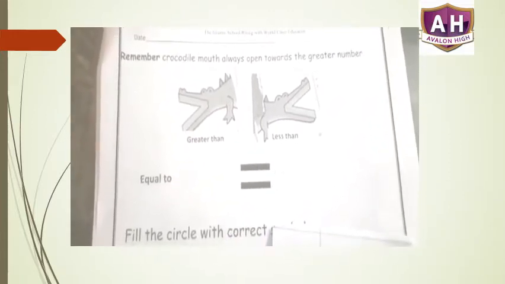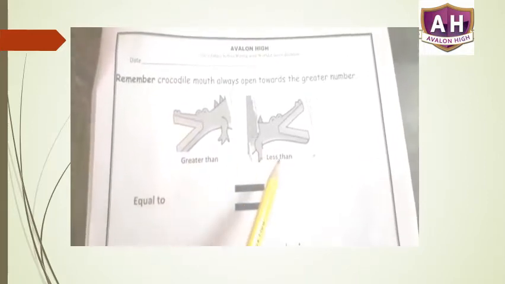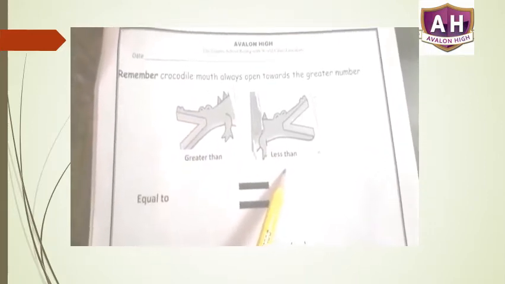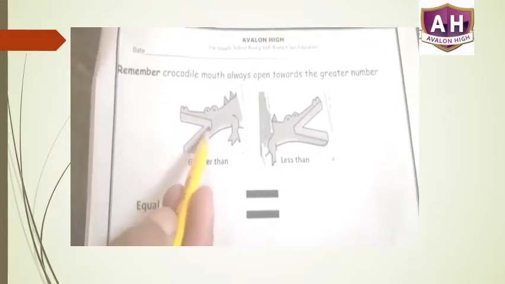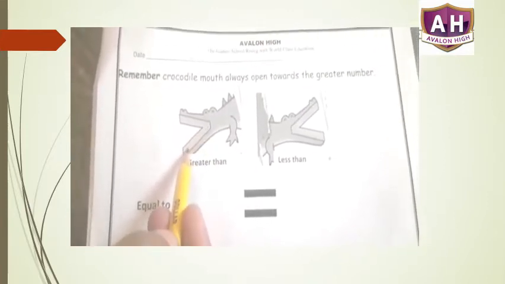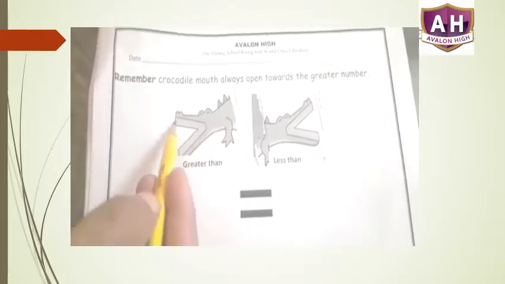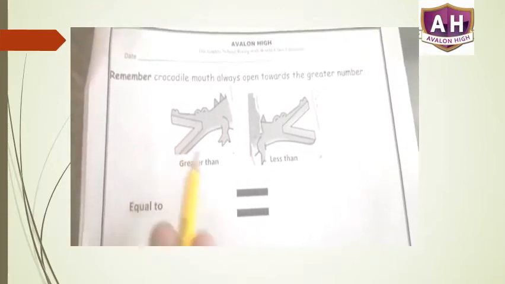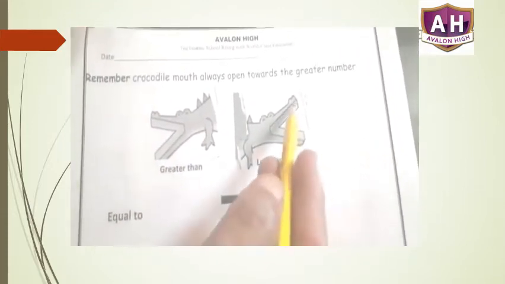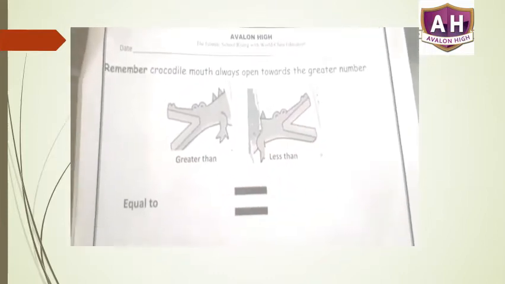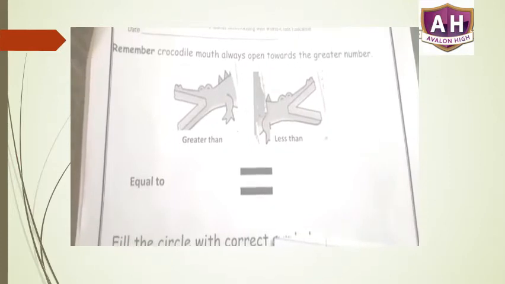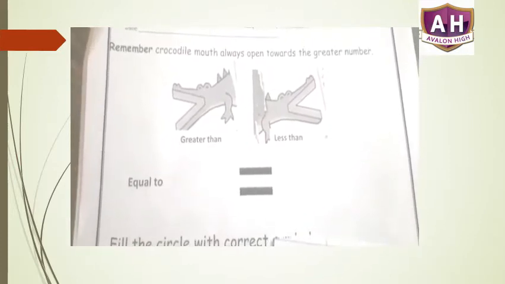Today our topic is greater than and less than. Let me clear you one thing. If a number is greater than the other number, it opens its mouth towards the left side. And in the less than case, the crocodile's mouth always opens towards the right side. Let me tell you this according to the story.